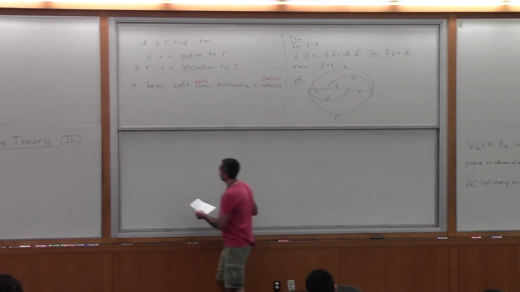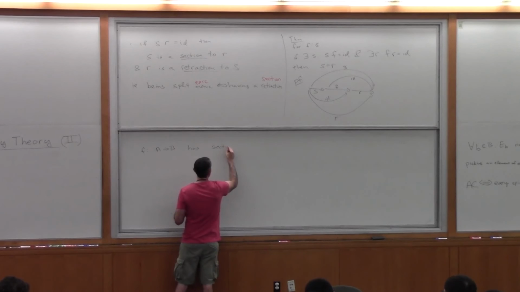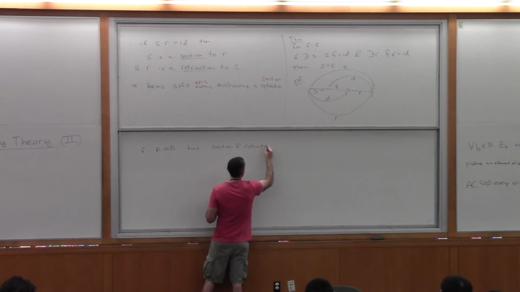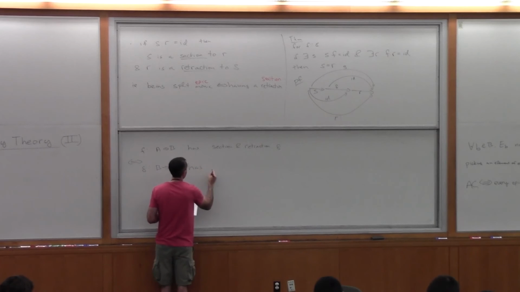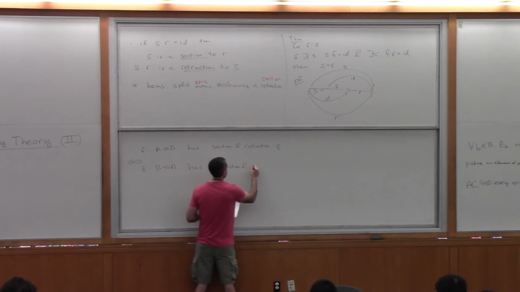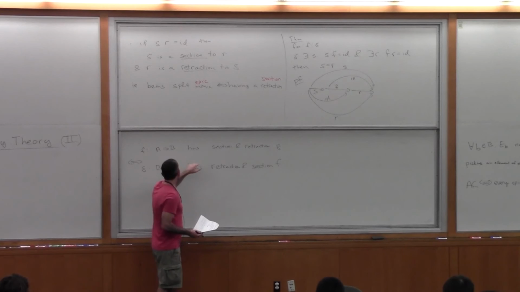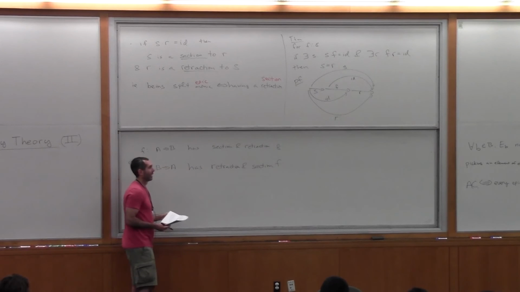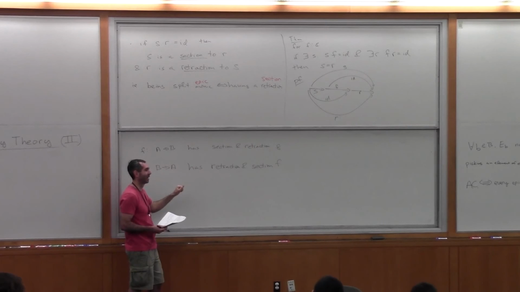So if F from A to B has section and retraction G, then this happens if and only if G from B to A, going the other way, has retraction and section F, right? Do you see that? Because if G is a section for F, then F is a retraction for G, and likewise, right? And we know that if F has a section and a retraction, then they're the same. So if it has a section and a retraction, then they're the same thing, right? And then furthermore, the retraction and the section of that thing are back to F again.